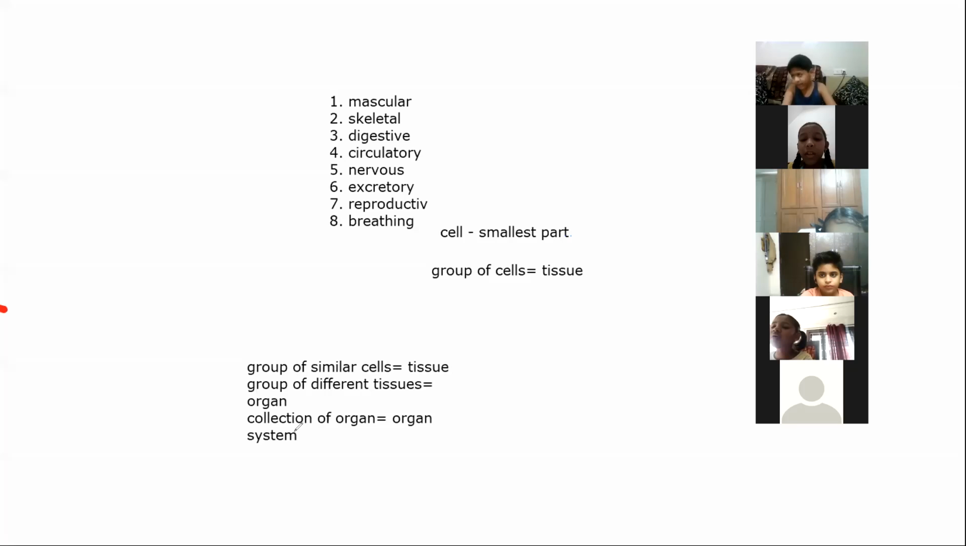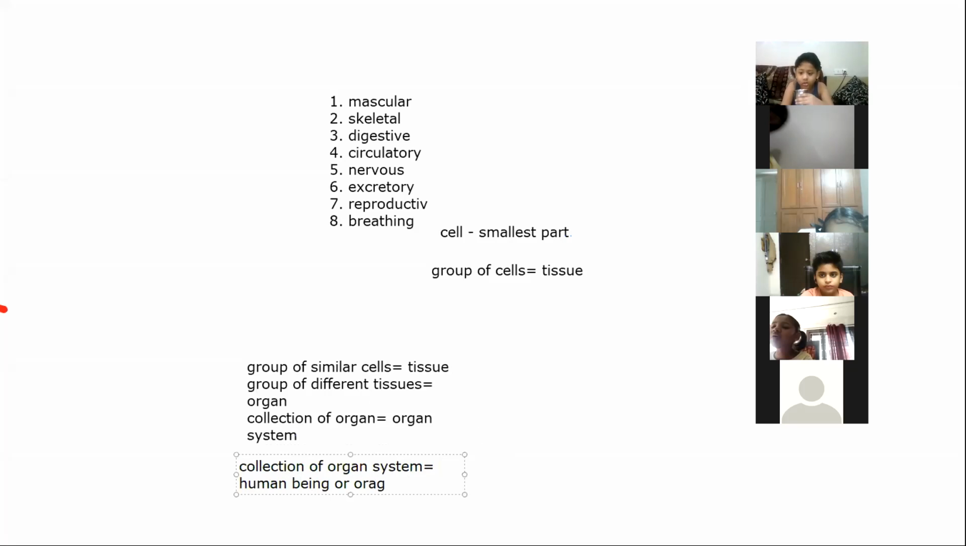And an organism is a living being. See, this is the entire body. This human being, or living being, is made up of different organ systems. Finally, a collection of organ systems forms an organism. A collection of organ systems forms the entire human being, or organism. We are called organisms.